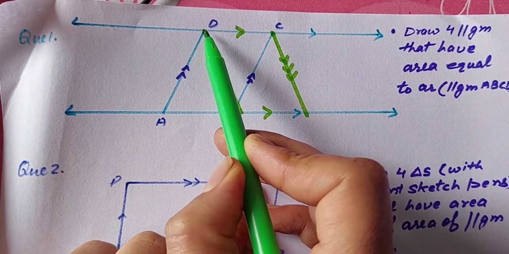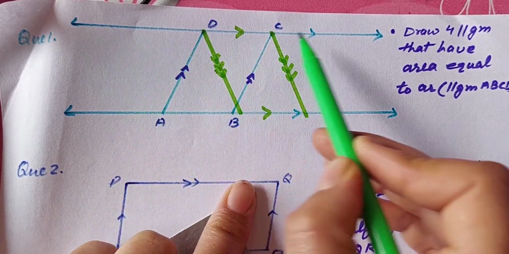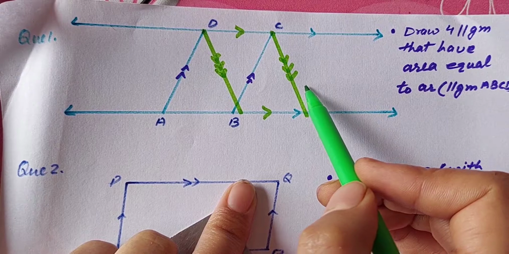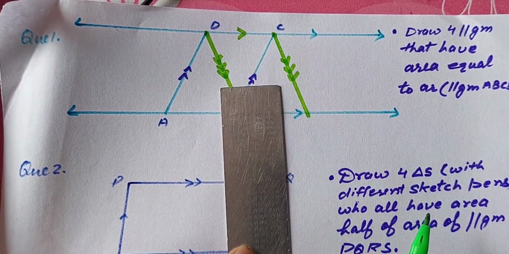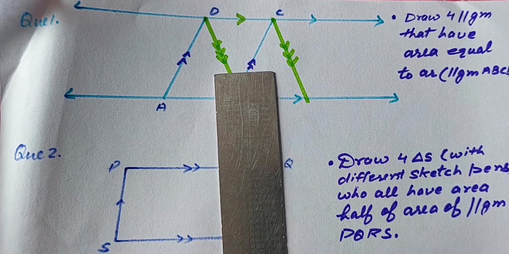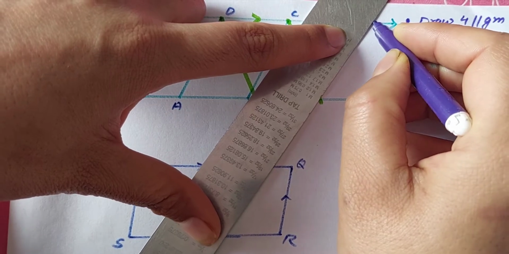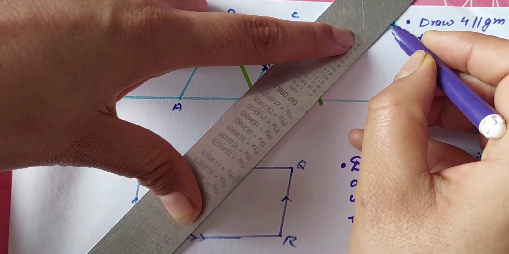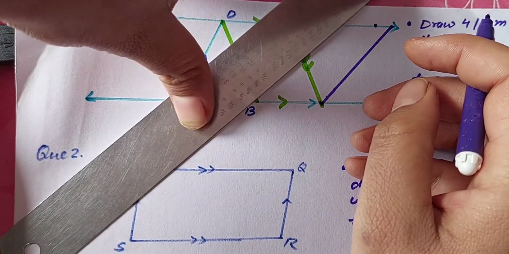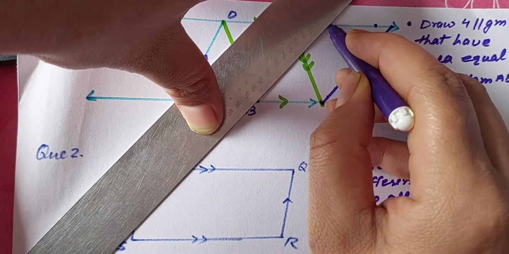Why? Because they have the same base DC, and they have been raised to the same height from DC till AB. Okay, so they have the same height. Now if we have to draw one more, we can similarly draw it like this, because if we make a parallelogram which is equal in area to this green one, that will automatically be equal to the initial ABCD.